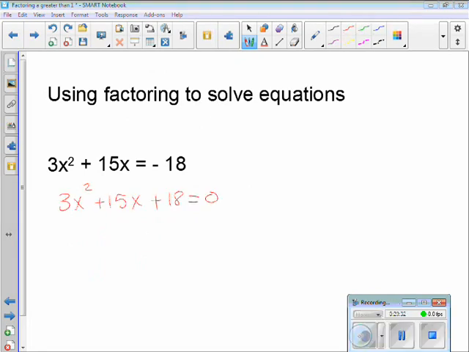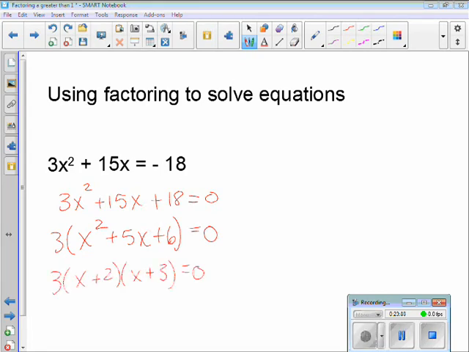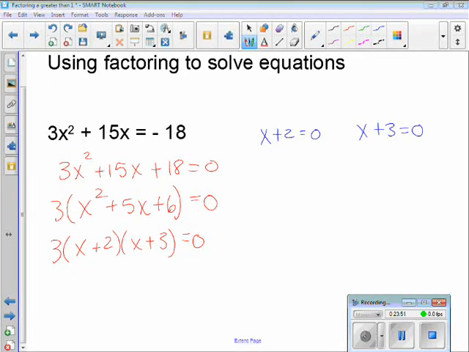So the first step is to get everything on one side, make it equal to 0. I noticed that they had a common 3, so I pulled that out. Makes it much simpler. I did my factoring process on the x squared plus 5x plus 6, and I got my factors to be x plus 2 and x plus 3. I take each one of my factors and I set it equal to 0, and then I just simply solve for the x that makes that 0.